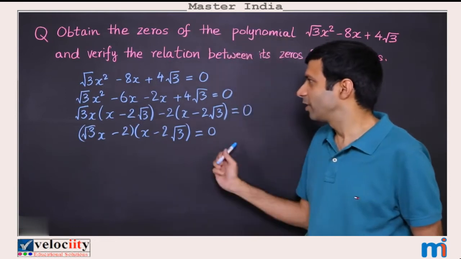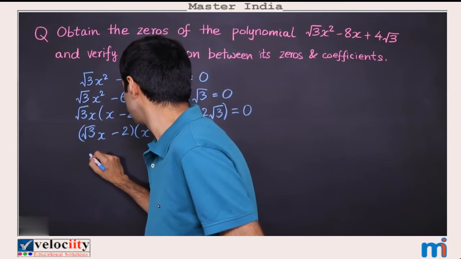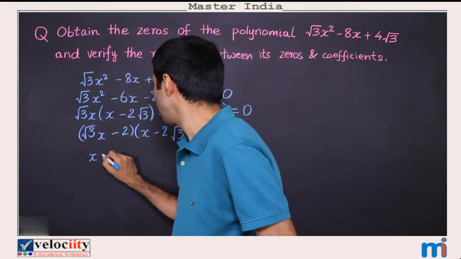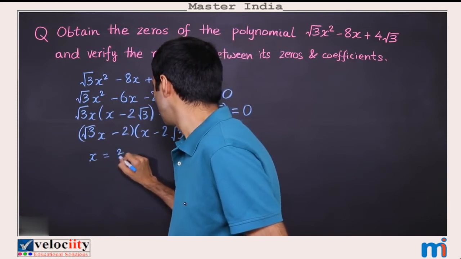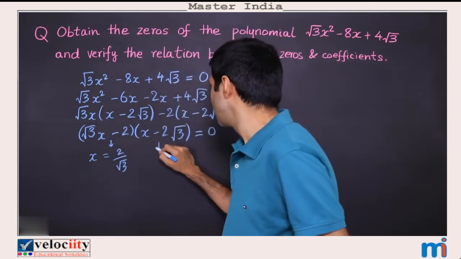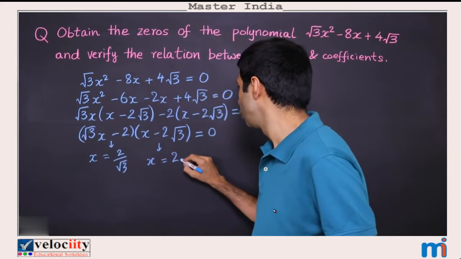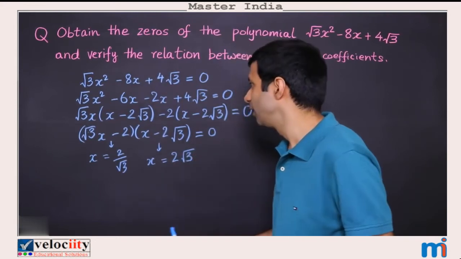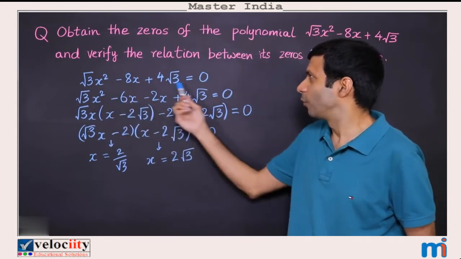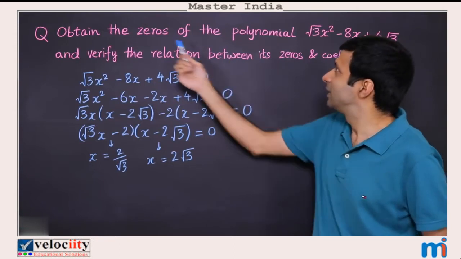Okay, so what are the roots here, or what are the zeros? So x is going to be, either this is 0 or this is 0, and so we have x equals 2 by root 3 from this one, right, and from this one also we'll get x equal to 2 root 3. So these are the zeros of our quadratic polynomial. So we found the zeros here.